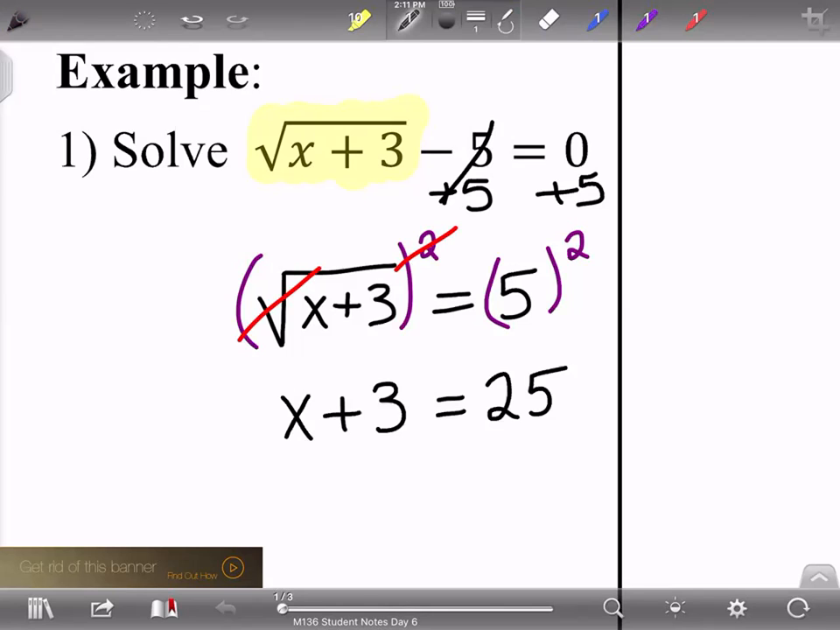Now we want to subtract 3 from both sides to get an answer of x equals 22.